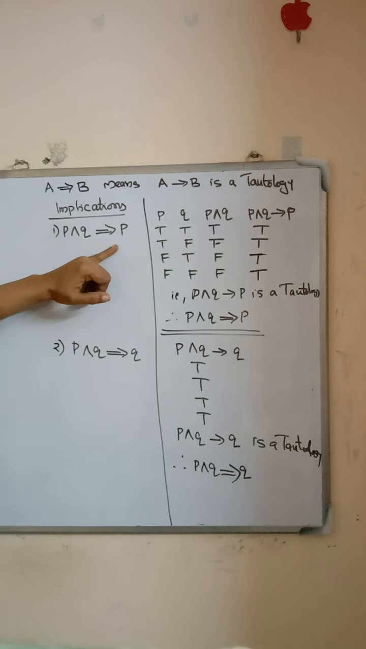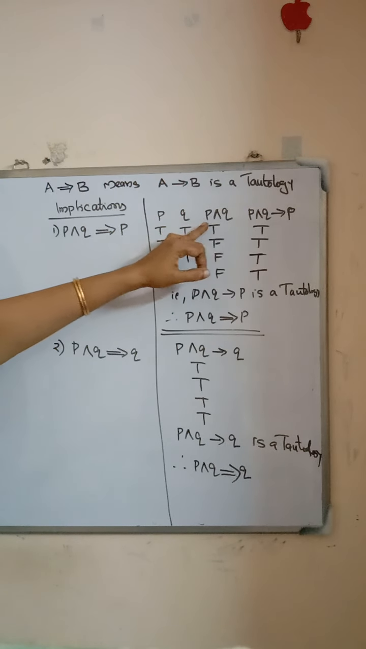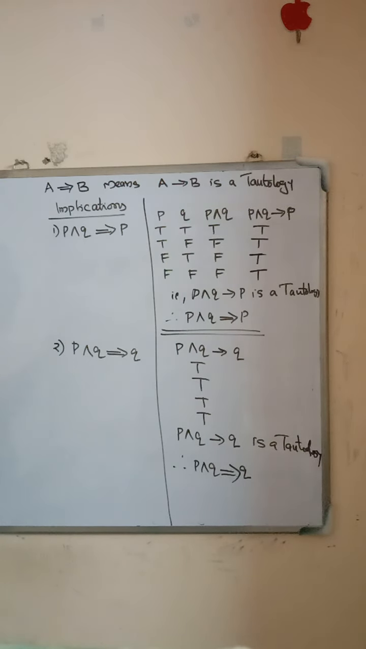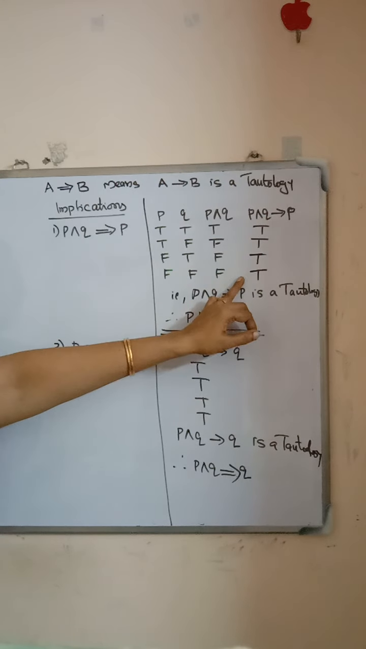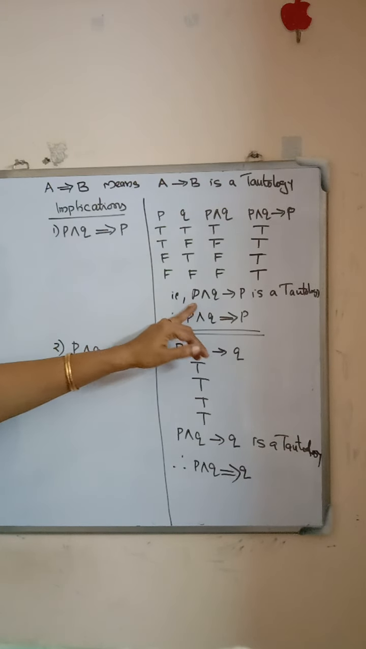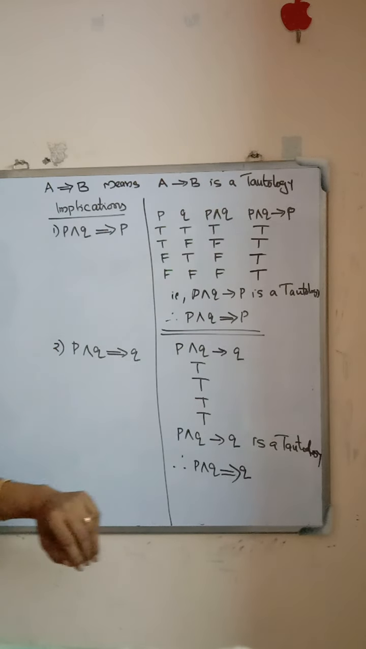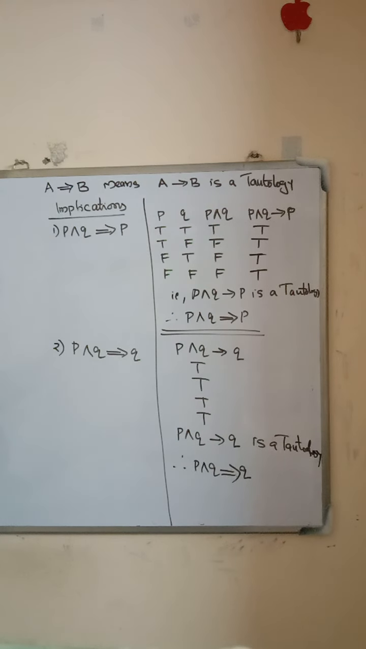P and Q implies P means P and Q conditional P is a tautology. We can verify the result using truth table. Consider the truth table P, Q, P and Q, P and Q conditional P. Here we get P and Q conditional P is true in all the rows. That is, P and Q conditional P is a tautology. Therefore, P and Q implies P.